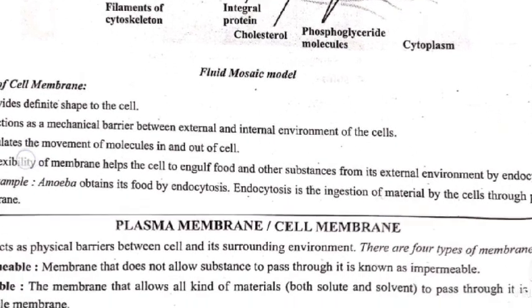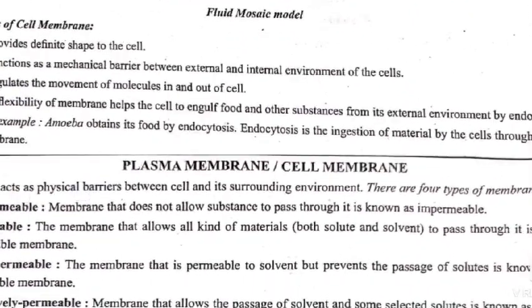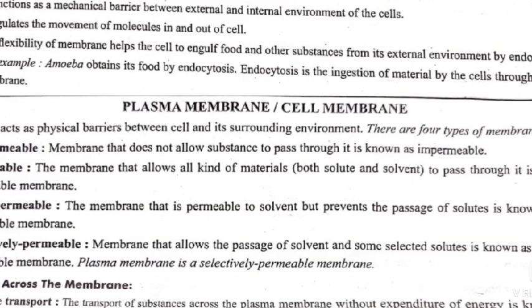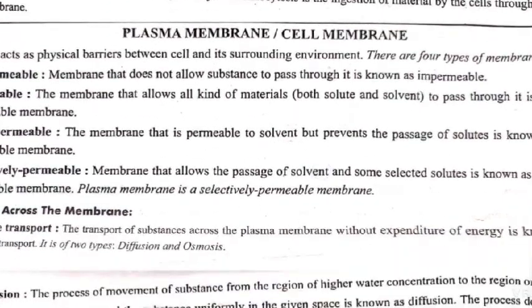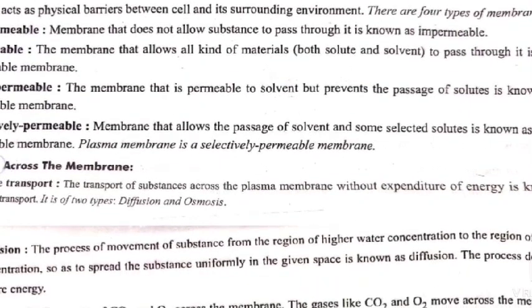Plasma membrane or cell membrane. The membrane acts as a physical barrier between cells and their surrounding environment. There are four types of membrane. Impermeable: the membrane that does not allow any substance to pass through is known as impermeable. Permeable: the membrane that allows all kinds of material to pass through is known as a permeable membrane.